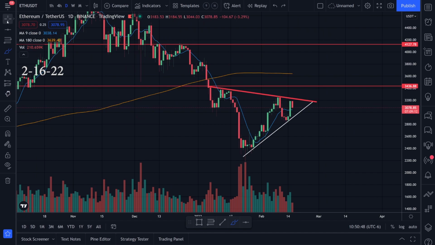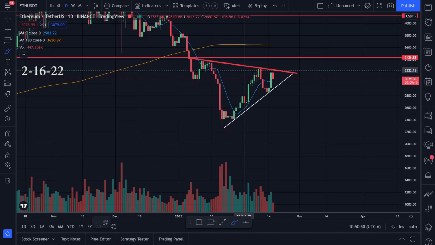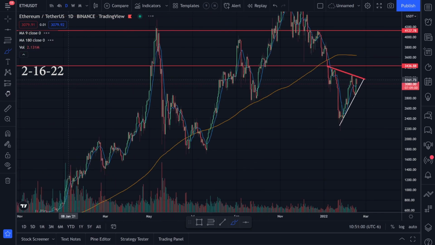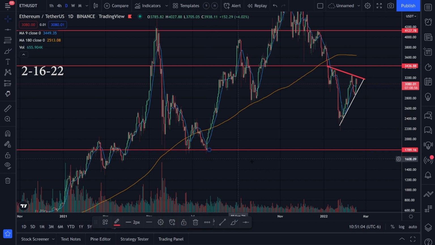But the thing I'm watching now, since we didn't break to the upside, we have this support and we have this support. We're trending up. If we break to the downside, the things that I'll be watching are the bottoms, or the previous bottoms, should I say. So we have a bottom all the way down here sitting at around 1780 approximately. Let's go ahead and do these orange lines.